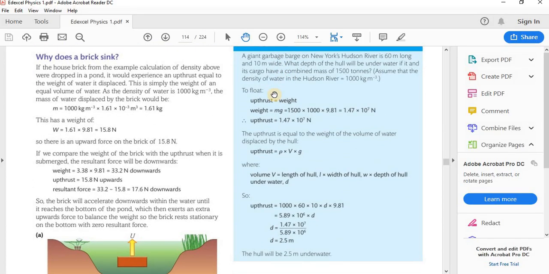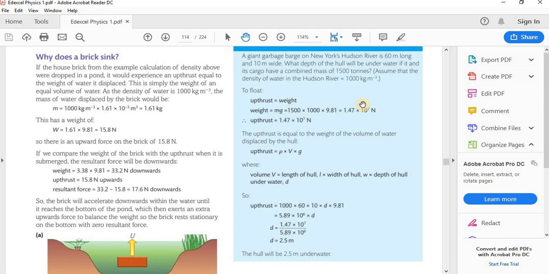A giant garbage barge on New York's Hudson River is 60 meters long and 10 meters wide. What depth of the hull will be underwater if it and its cargo have a combined mass of 1500 tons? Assume that the density of water in the Hudson River is 1000 kilograms per cubic meter. Now this is the typical density of water, 1000 kilograms per cubic meter.